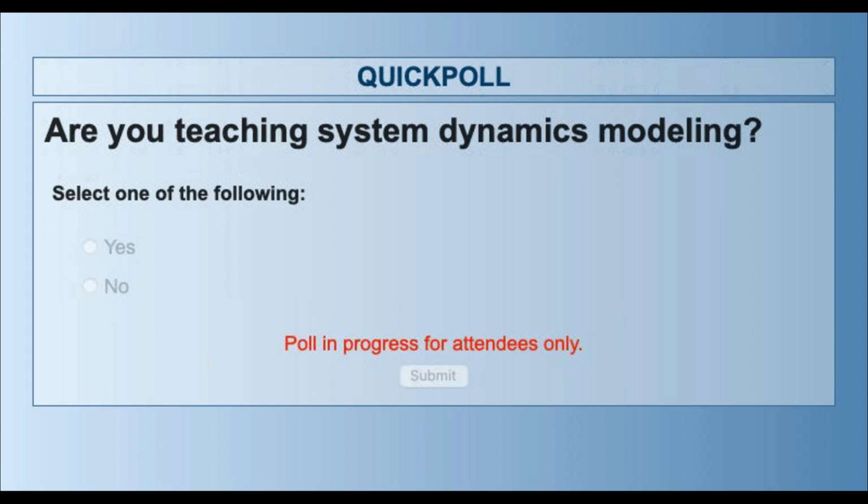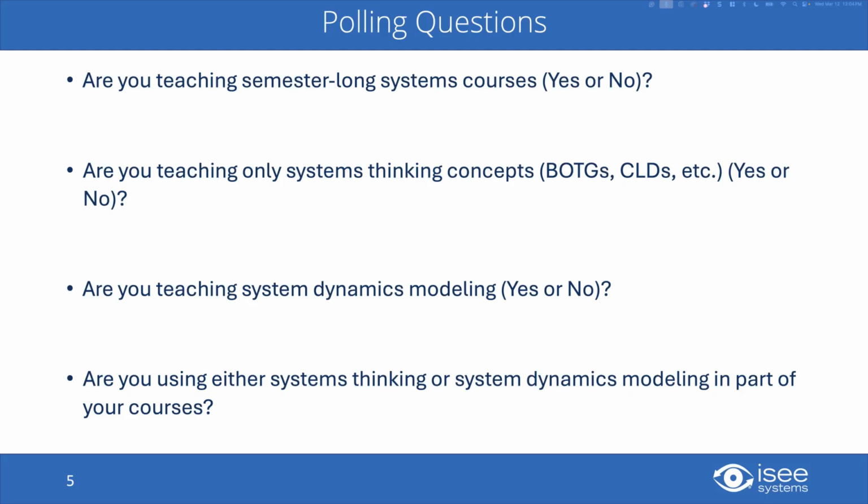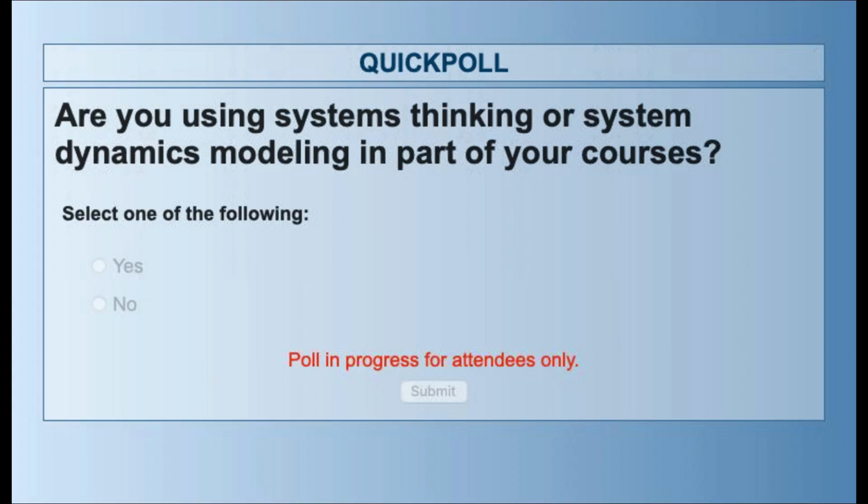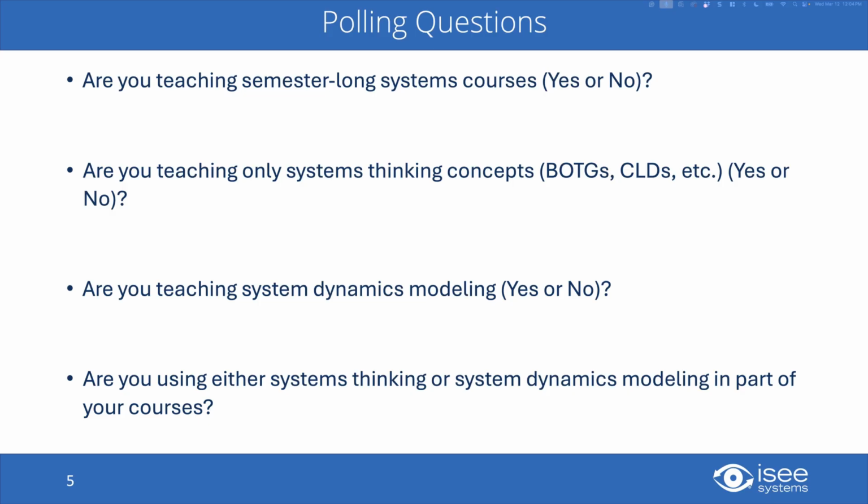And if we could go to the third question. It looks like 55% said yes to this. So that's great too. 44% no. And the last one is, curious, are you using either system dynamics or systems thinking modeling in part of your courses? 78% of the folks said yes. I was very interested in that because that's how it started here. People started using just system dynamics and systems thinking in their courses, and then they moved on, and we ended up growing the program here at JMU.